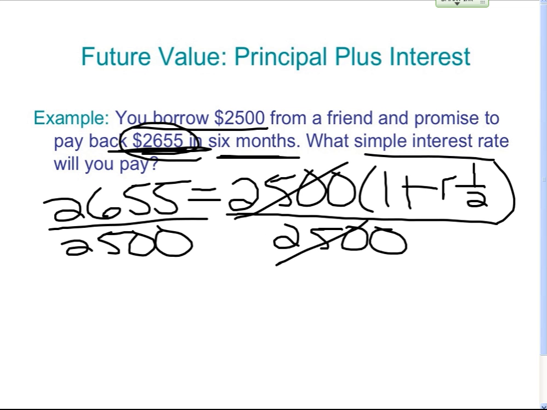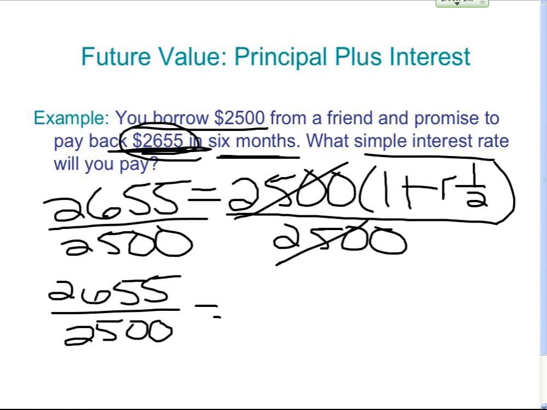So right now, this is not the time to put it in the calculator yet, so you're going to leave it as 2,655 over 2,500 is equal to 1 plus, I'm going to put the 1/2 in front of the R. Okay, you're solving for R. So you've got the 1/2 on the same side as R, and you got the 1 on the same side as R. Remember, it's kind of reverse of what you would expect with order of operations. We don't multiply or divide first, we add or subtract. So we have to subtract the 1. So subtract 1 from both sides.